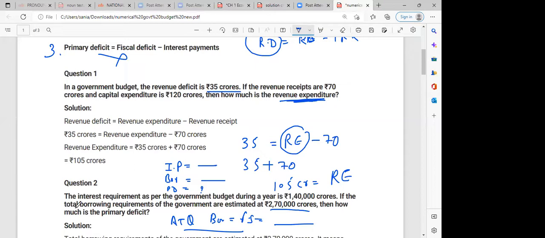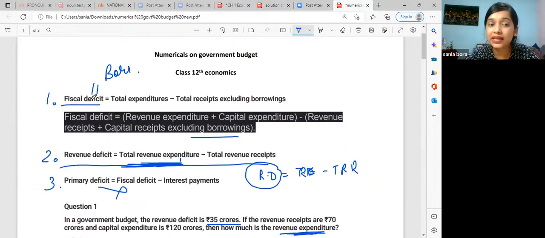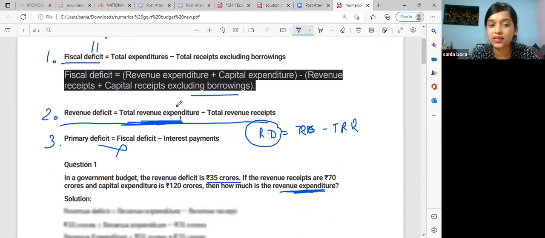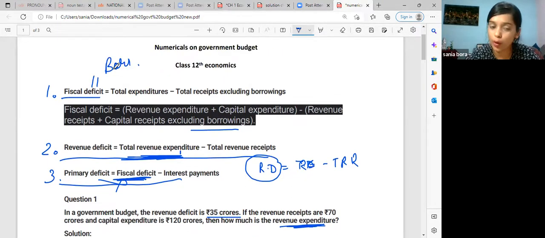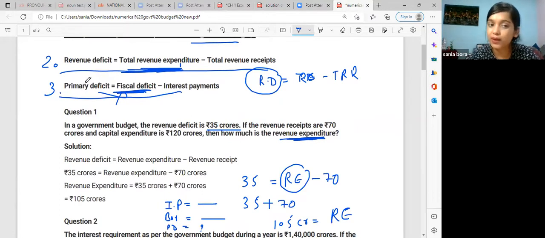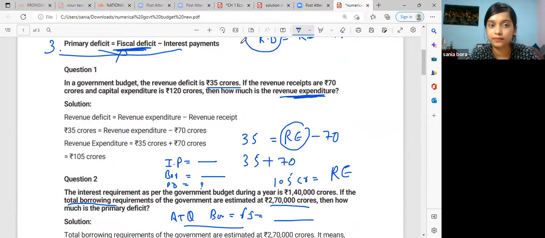See, in the question it is given that borrowing, right? What I told you in the very first thing, that in case the values are not given, you are going to use this formula, right? The fiscal deficit and the interest payment. But over here, the value of fiscal deficit is not given. So that's why you will be taking fiscal deficit equals borrowing. So borrowing is given, primary deficit you have to find out, and interest payment is given. So you are going to subtract it and get the answer.